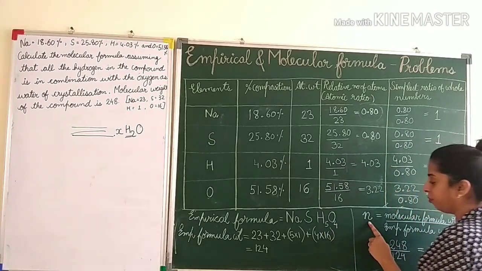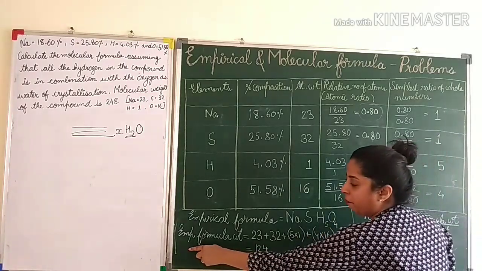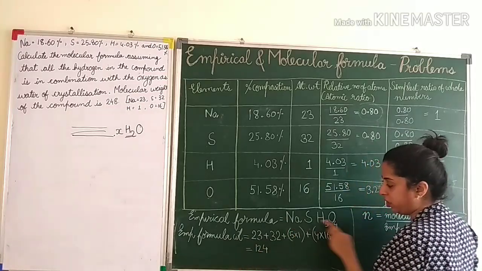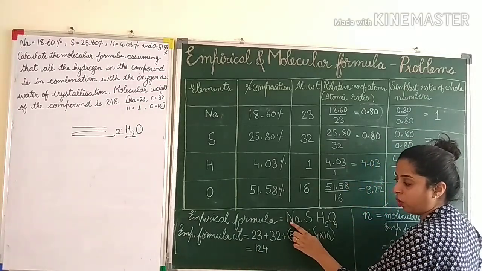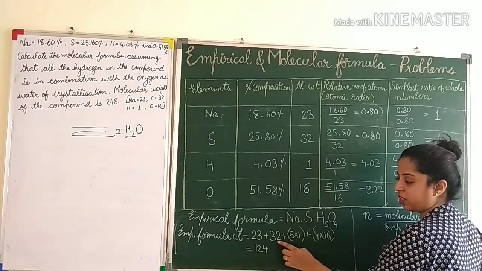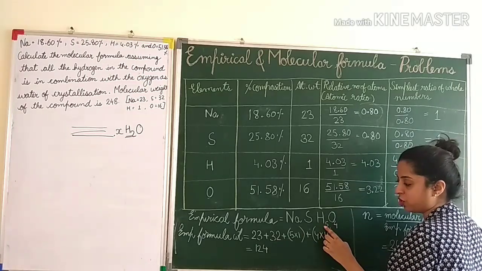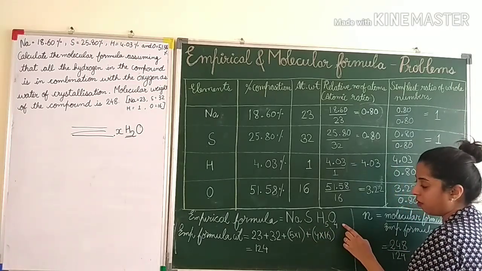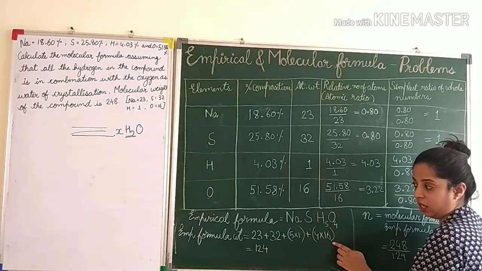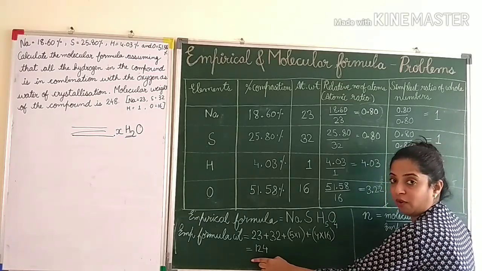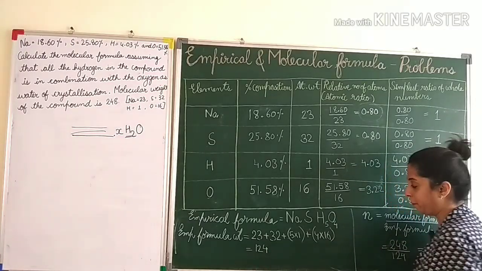Now in order to find N, we have to find empirical formula weight. So we took this and found out its weight. Sodium's weight is 23, sulfur is 32. There are 5 hydrogens, so 5 into 1. There are 4 oxygens, so 4 into 16. And we calculated the empirical formula weight as 124.